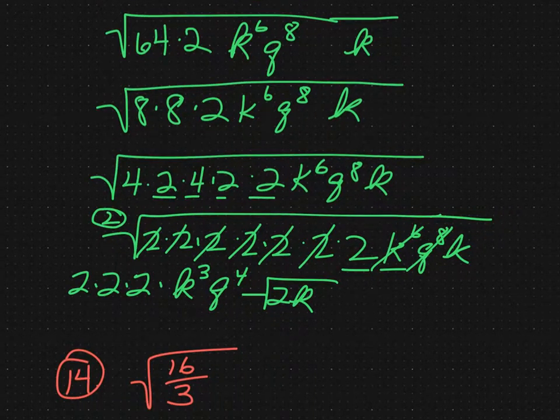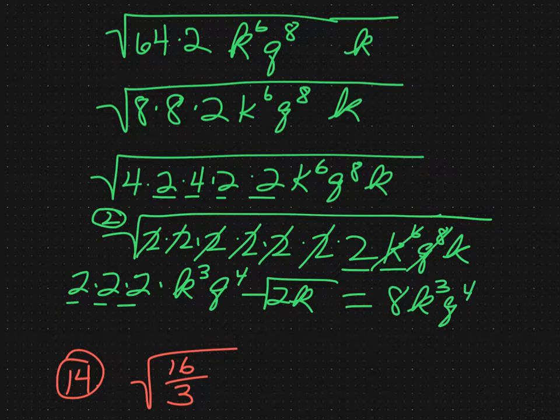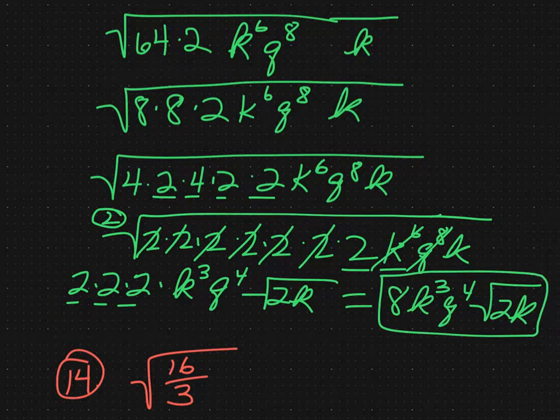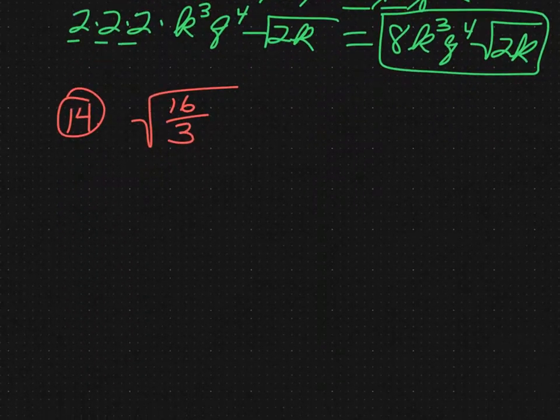And so at the end of the day, I have 2 times 2 times 2 is 8k cubed, q to the 4th, times the square root of 2k. So that's what you were looking at there. Now, let's jump past 14 for a minute and go on to 15.